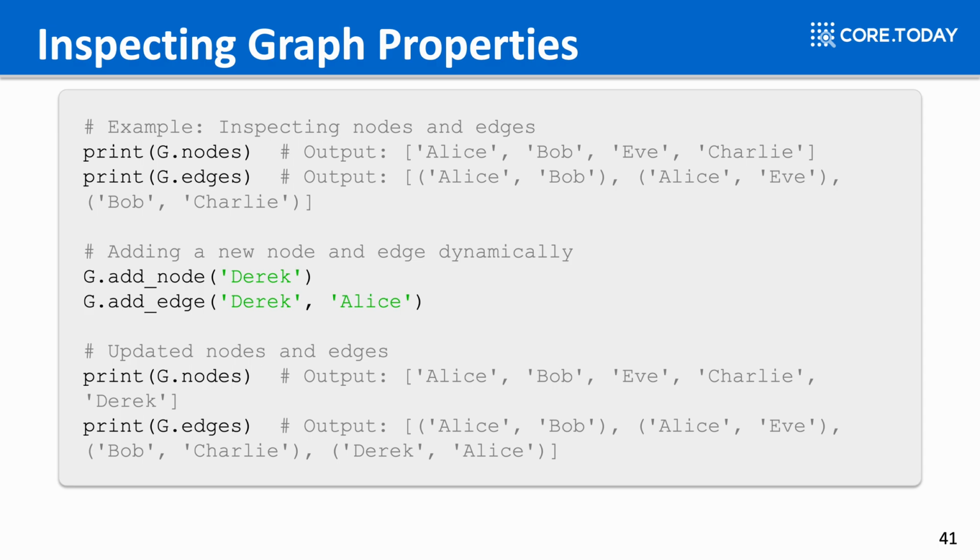Here we're exploring the structure of a graph after adding nodes and edges. It's like inspecting a network blueprint to see who is connected and how. For instance, if we add a new node, Derek, and connect Derek to Alice, the graph updates dynamically. Use these commands to test and refine your graph building process.